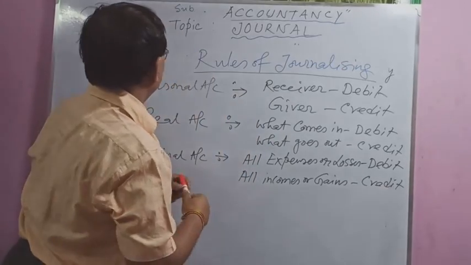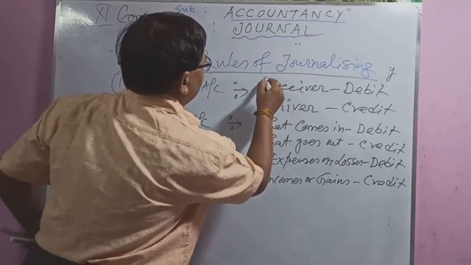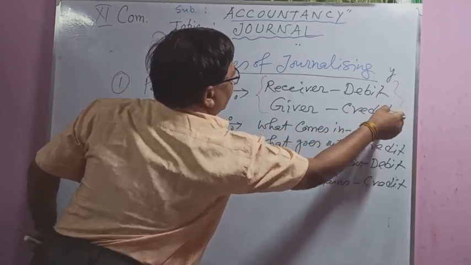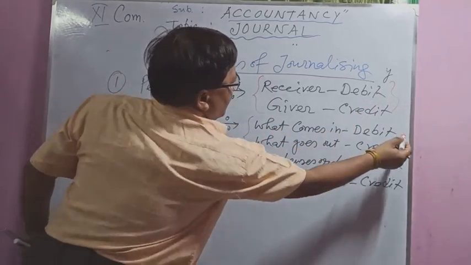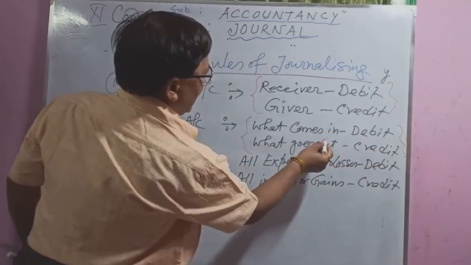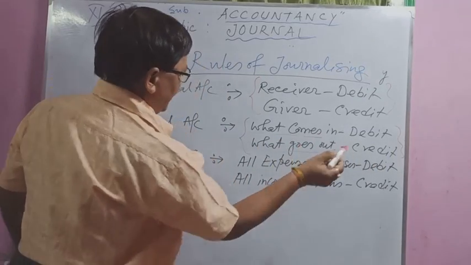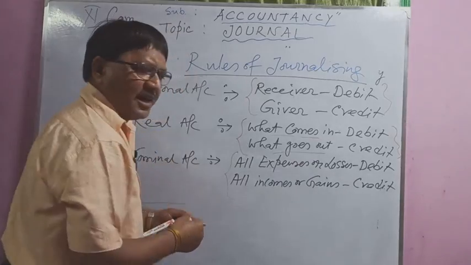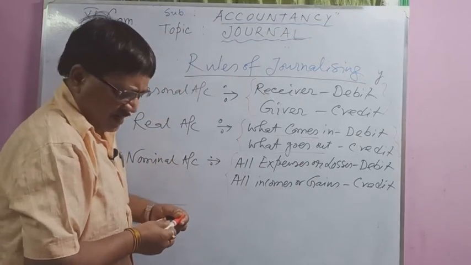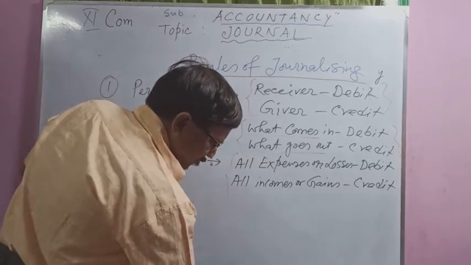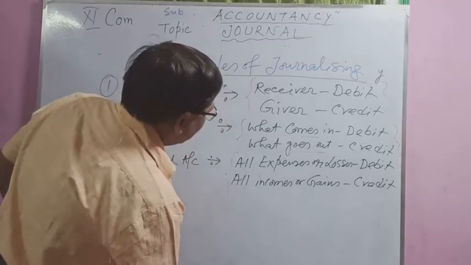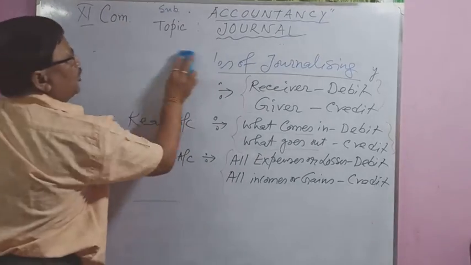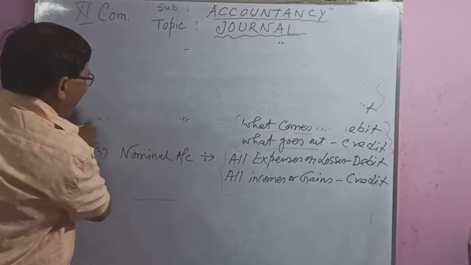Again, to repeat: for personal account, the golden rule is receiver at the debit, giver at the credit. In the case of real account, what comes in is debit, what goes out is credit. And expenses and losses are debit, income and gains are credit. Okay, does everybody understand? Now let us take one example of how to prepare the journal. First, the theory: format of journal.